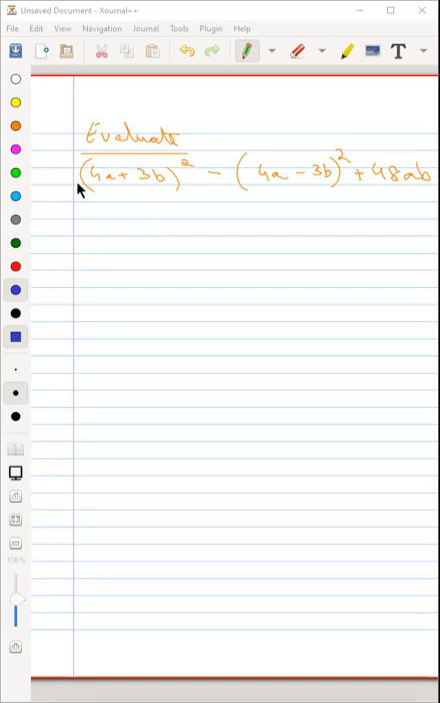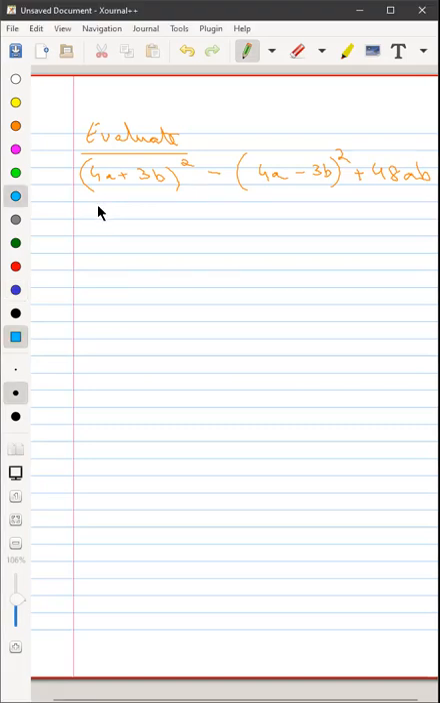Ananya, yes, sir. Tell me. So 4a whole square plus 2 multiplied by 4a multiplied by 3b, minus 4a. What happened to 9b squared? 3b the whole thing squared. What happened to that one?